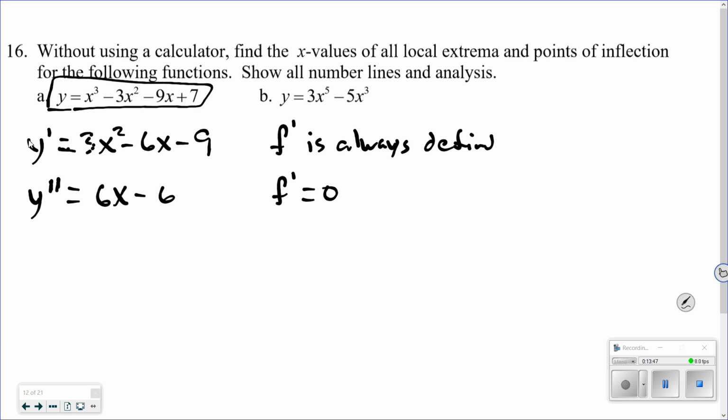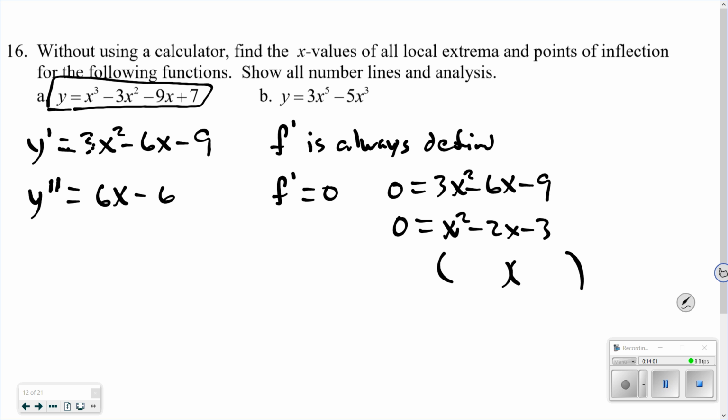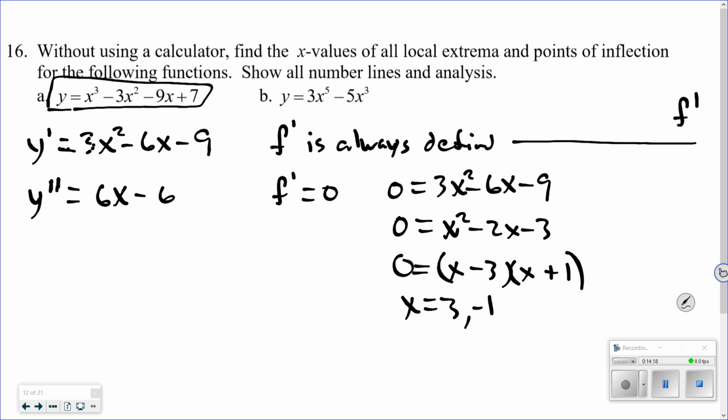So let's take that and set it equal to 0. So I'm going to go 0 equals 3x squared minus 6x minus 9. I can divide all those by 3. It'd be x squared minus 2x minus 3. That factors, x minus 3, x plus 1. So x equals 3 and x equals negative 1. Okay, that's what I'm going to put on my number line for f prime. So here's my f prime number line. I put negative 1, positive 3.